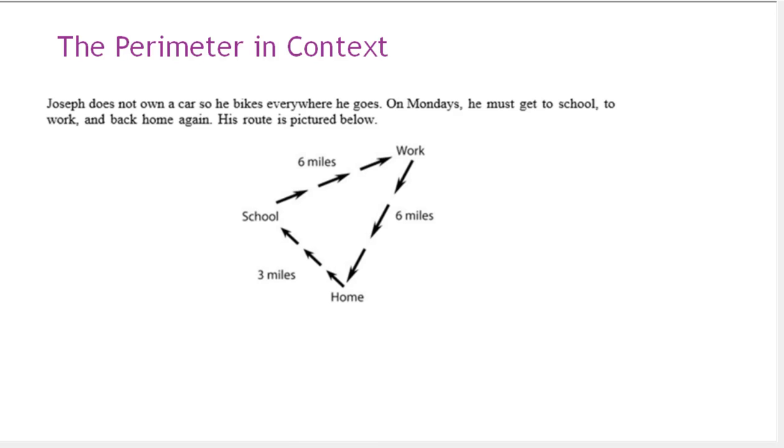In this video, we're going to look at an application to see perimeter in context. Joseph does not own a car, so he bikes everywhere he goes. On Mondays, he must get to school, to work, and back home again. His route is pictured below. So here's his home, school, work, and back home, and the various distances.